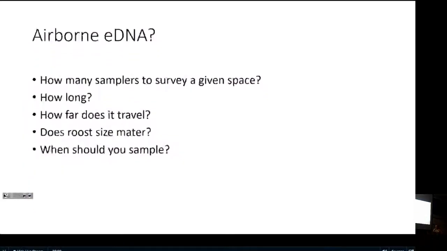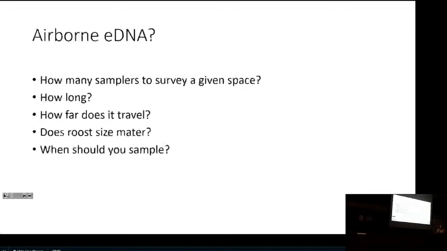With all those great things, we still have a lot of questions to answer. We don't know how many samplers we actually need to survey a given airspace to totally get the diversity in it. We don't know how long we need to sample for. We don't know how far it travels. In aquatic systems, we know that eDNA drifts, and we suspect that it also drifts on the air.